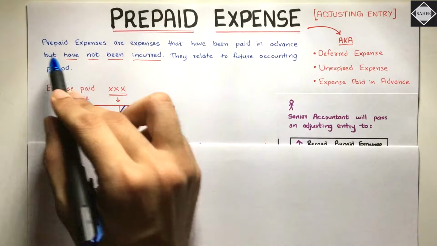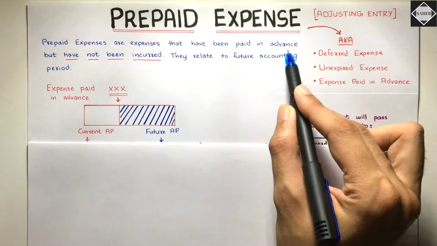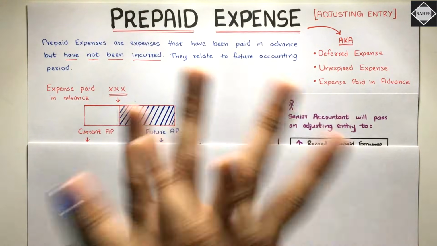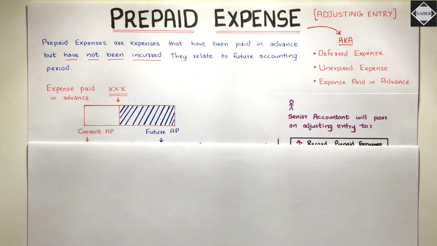Okay, see here, prepaid expenses are expenses that have been paid in advance but have not been incurred. Have not been incurred means we have not taken any economic benefit. For example, let's just say we started a company in this accounting year. Okay, we took a new office, right?